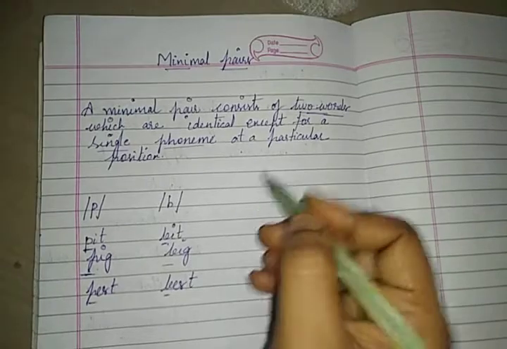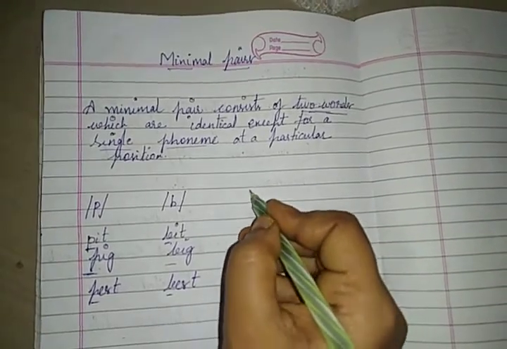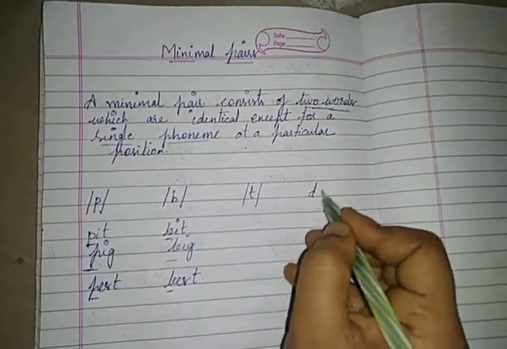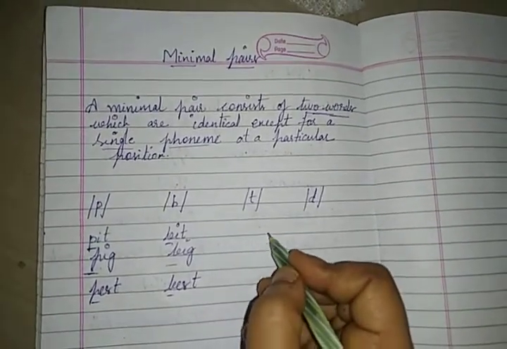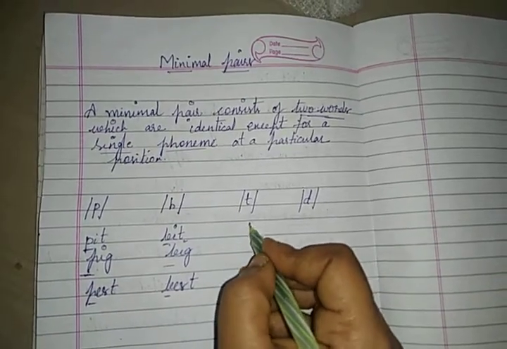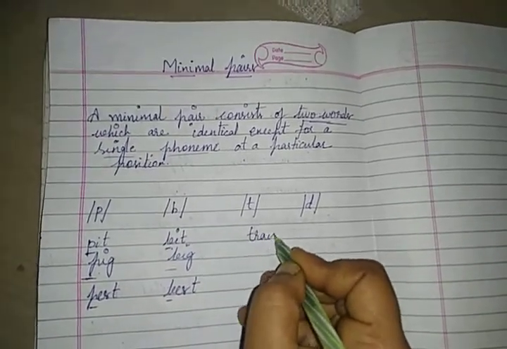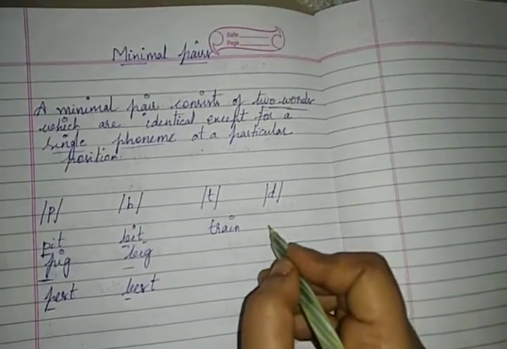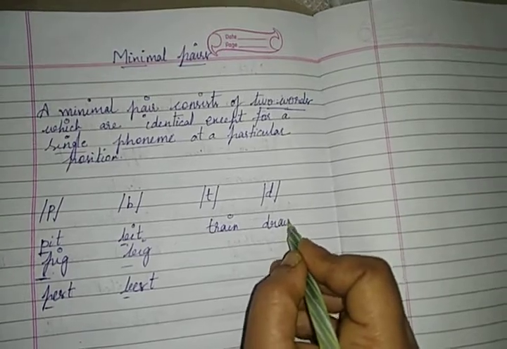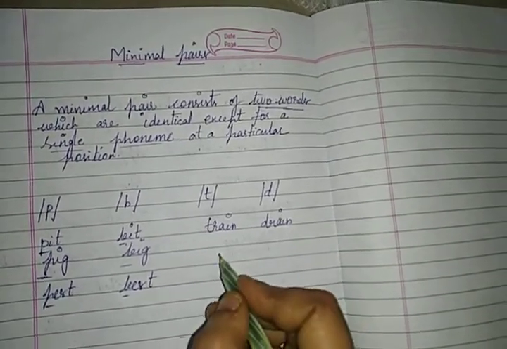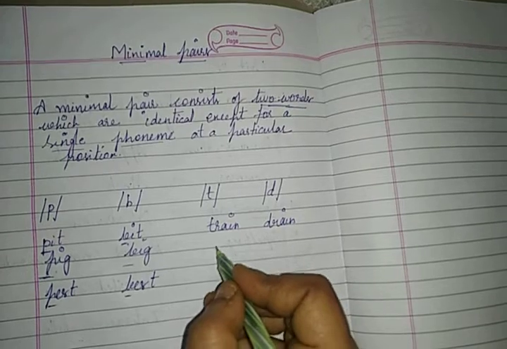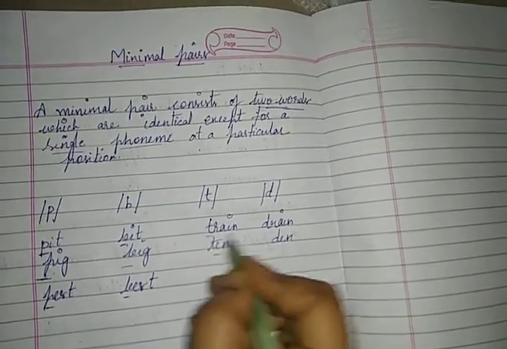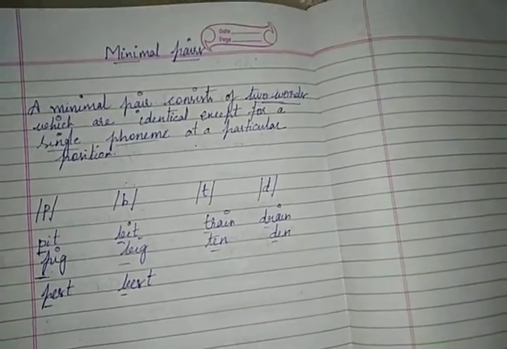Now, let me write this. T, D. What is this? Train, drain. Ten, den. Just see only the starting alphabets' pronunciations, and the starting alphabets are different.